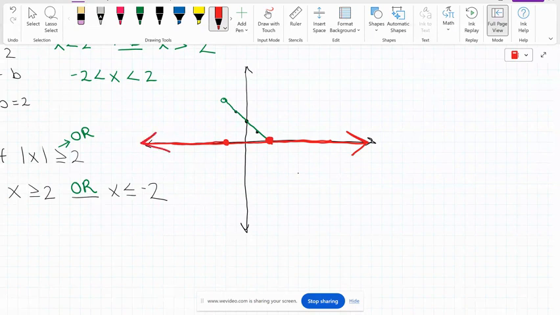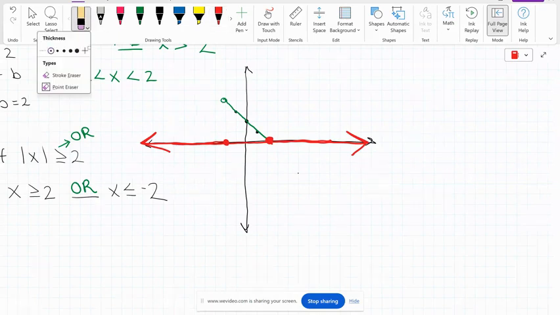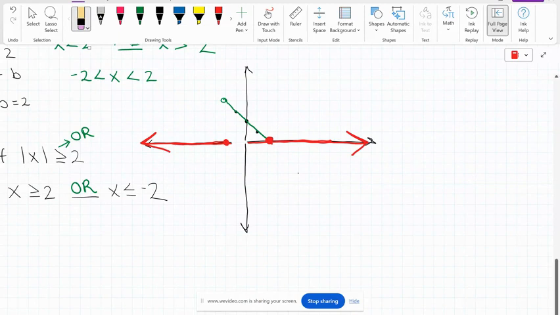What about the points between those two red points? What should I do with that? Erase them, exactly. And that's our graph.